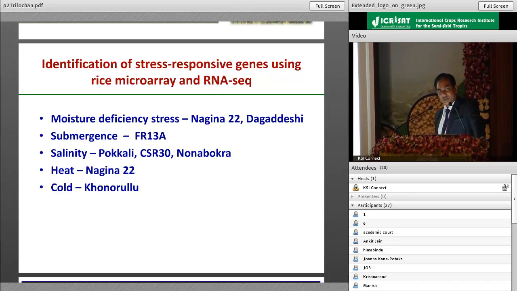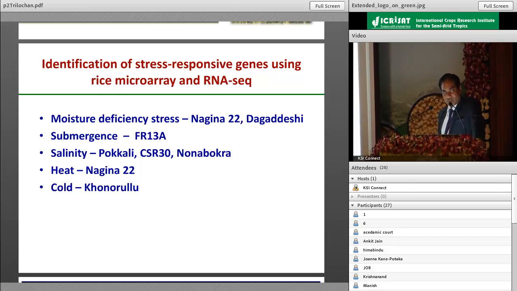Second, we have a mutant population. Professor R.P. Sharma is here, who coordinates this activity, with more than 20,000 lines. We have screened a part of these lines and identified some mutants which have varying degrees of tolerance to salinity. And we are characterizing those to understand how it operates.